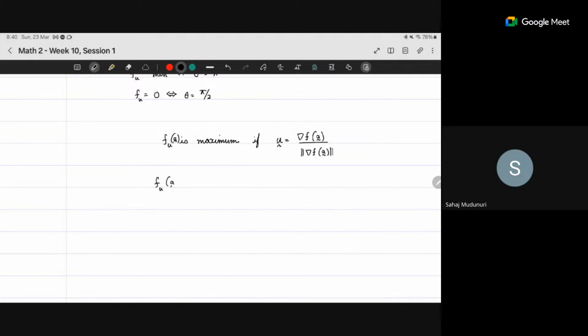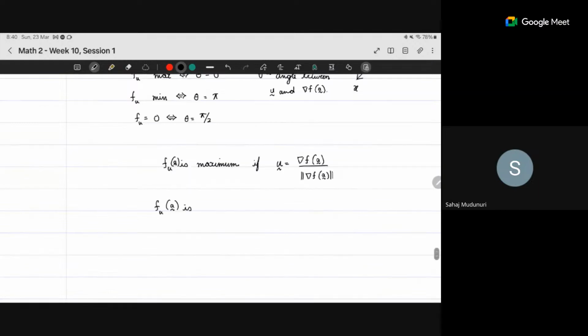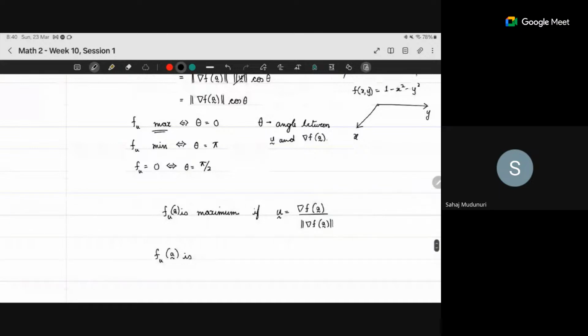Sir, how did you get this equation? I did not understand. So I want Fu maximum, maximum meaning theta is equal to 0. This we have established, right? So theta is the angle between u tilde and gradient. So what does it mean to say the angle between u tilde and gradient is 0? It is just that u tilde is a positive scalar multiple of the gradient. And what is that multiple? Since we have assumed u to be a unit vector, it is forced to be 1 by the norm, so that this is a unit vector.